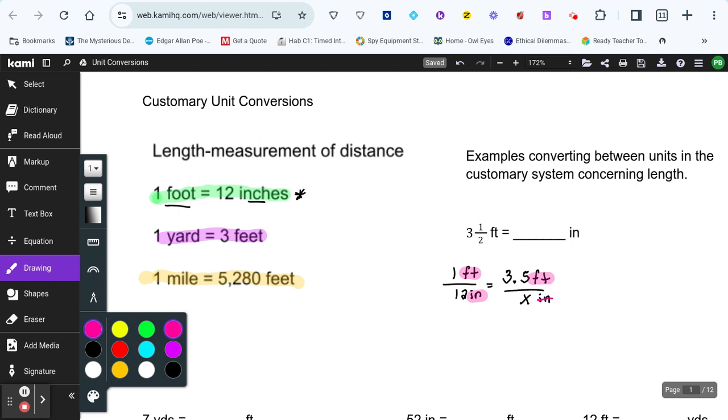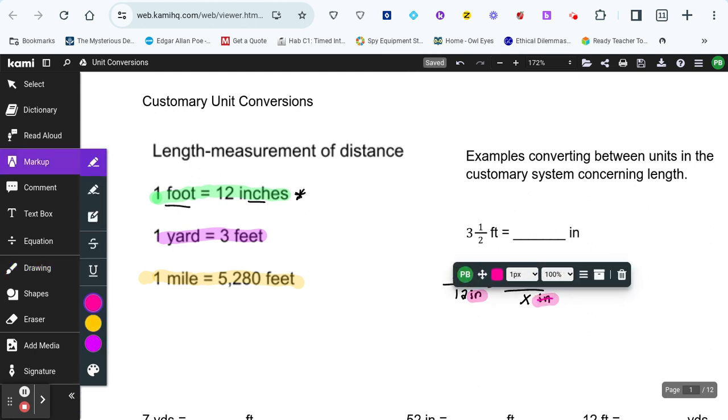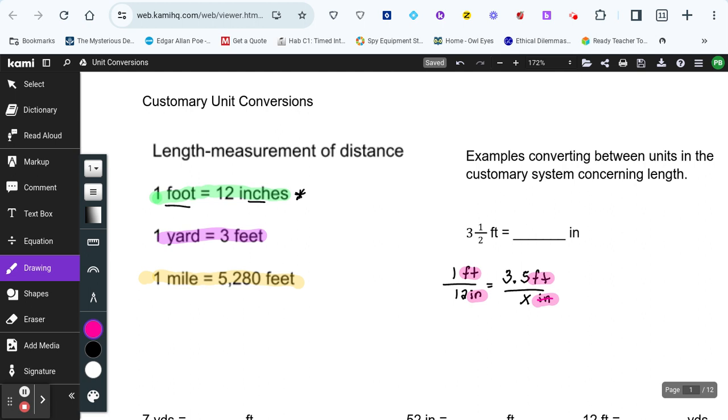Some people are going to say, how do you know which one to put on top? You can do feet over inches or inches over feet, but just keep it consistent. Make sure if you put feet in first here, that feet will be first here. If you put inches on the bottom on the left side of the fraction, you put inches on the bottom on the right side of the fraction.